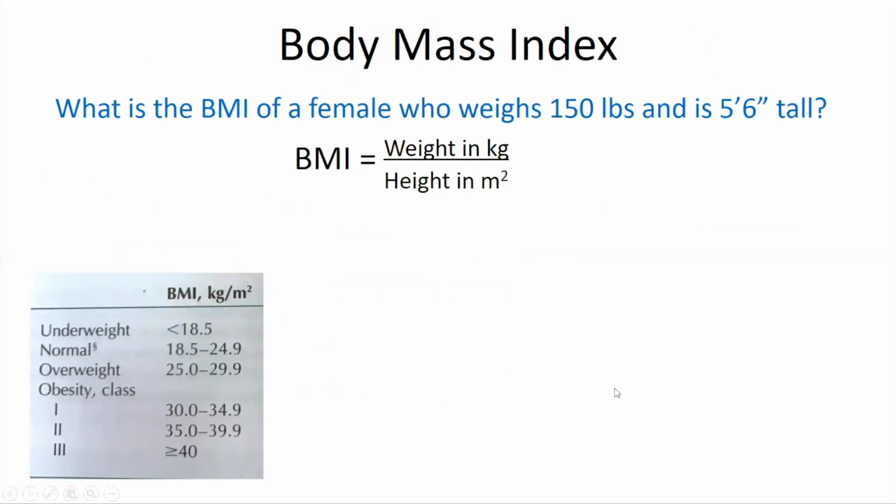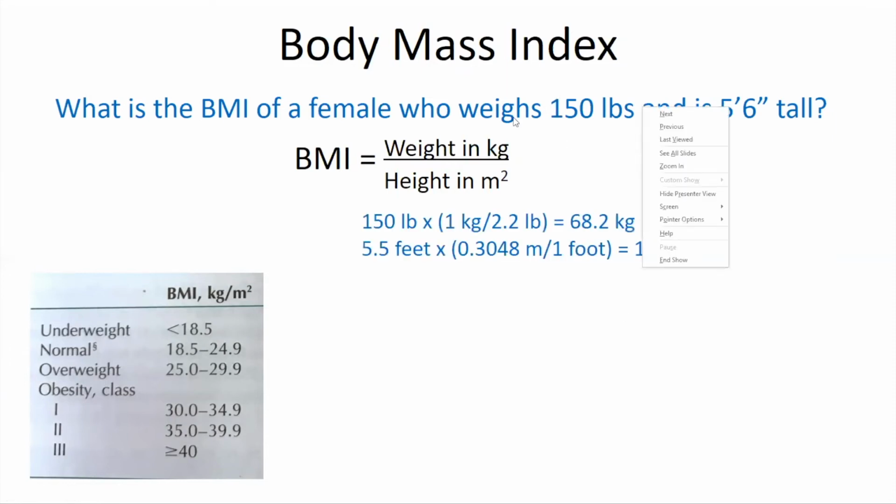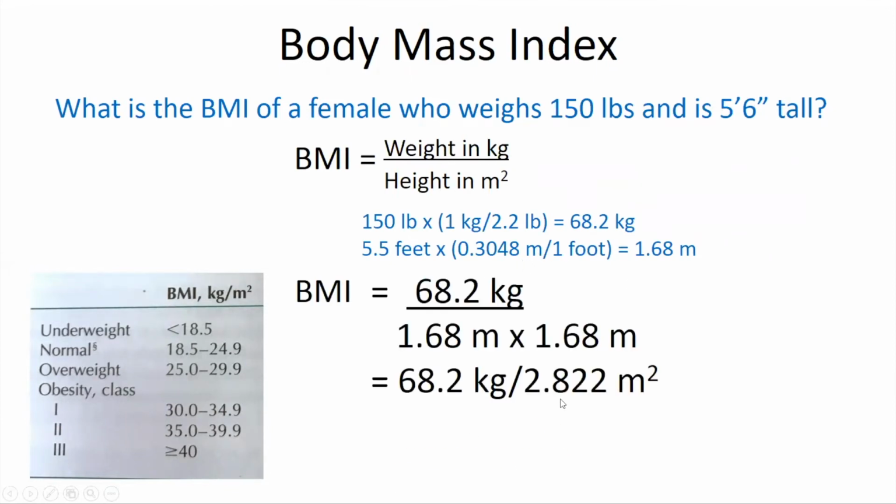To do this calculation, we've done this in class, but to review, what we do is take their weight, convert it to kilograms, and take their height, convert it to meters, and then plug and chug. So when we put in the numbers and calculate it, this person has a BMI of 24.2 kilograms per meter squared, and this places them in a normal category. They are right on the cusp of being categorized as overweight, but in this case, they would still be classified as normal.